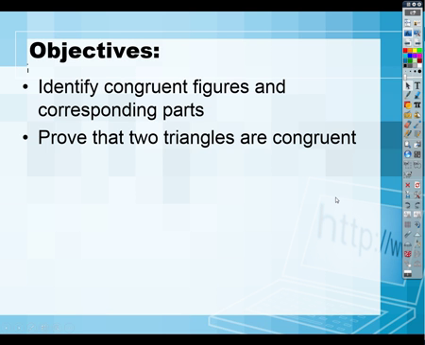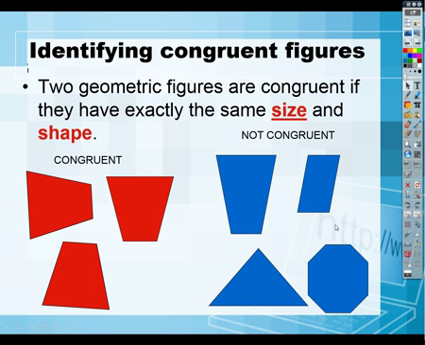So we want to be able to identify congruent figures and corresponding parts, and maybe even do a little bit of proving some things. We'll look at both of those today. Quickly, let's remind ourselves what it means in geometry for figures to be congruent. Figures being things that we can draw on a piece of paper. Figures are congruent in geometry if they have the same shape and size.